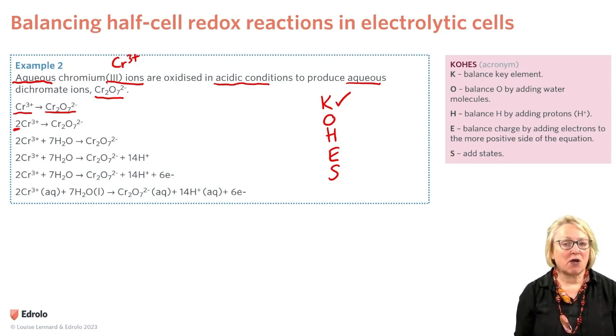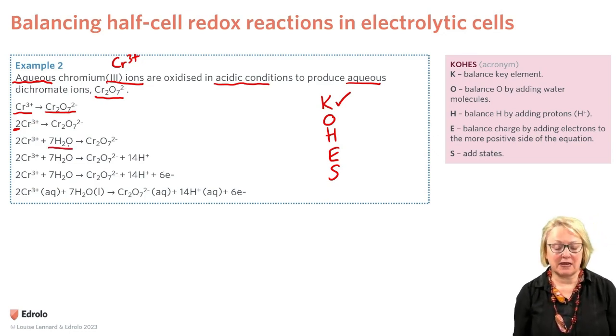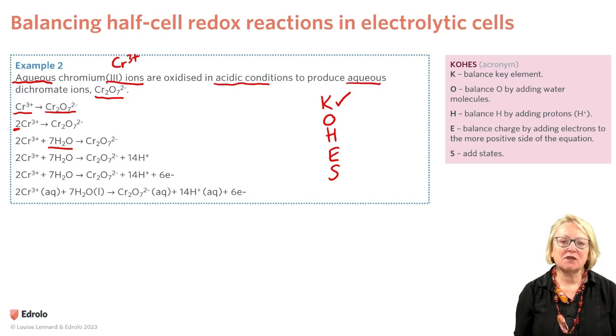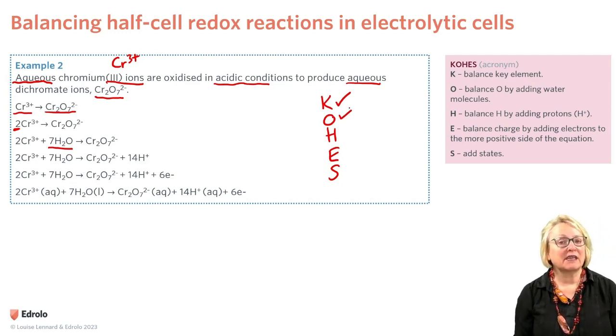Next, we balance oxygen. We've got 7 oxygens on the right-hand side and none on the left-hand side, so we balance the oxygen by adding water. So we add 7 molecules of water to the left-hand side. Next, we balance hydrogen, and we do that by adding protons or hydrogen ions.